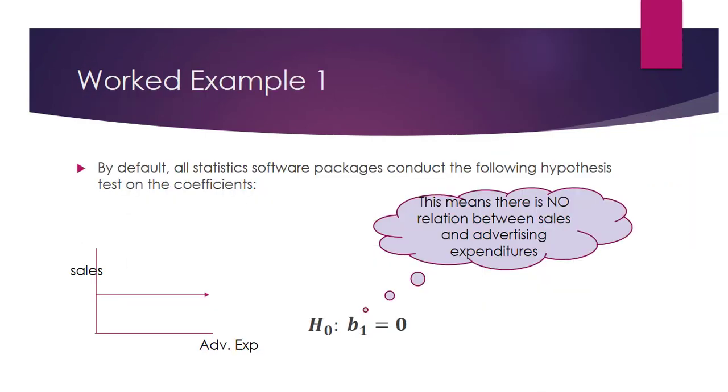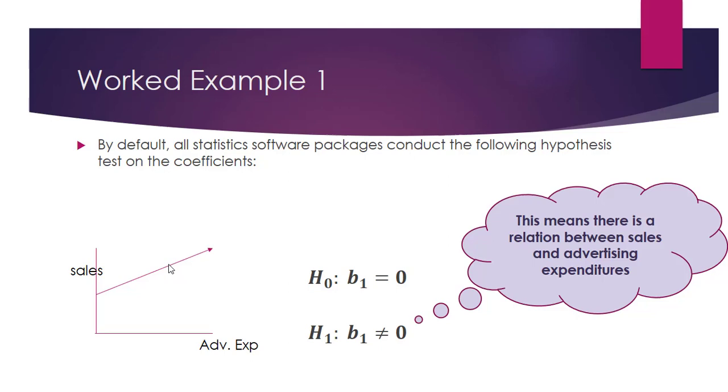By default, all statistics software packages conduct the following hypothesis test on the regression coefficient. The null: the slope coefficient B1 is equal to 0. This means there is no relationship between sales and advertising expenditures, and so the true population regression line is horizontal like this. Or the alternative: B1 is not equal to 0. This means there is a relationship between sales and advertising expenditures. So for example, the true population regression line might look like this.